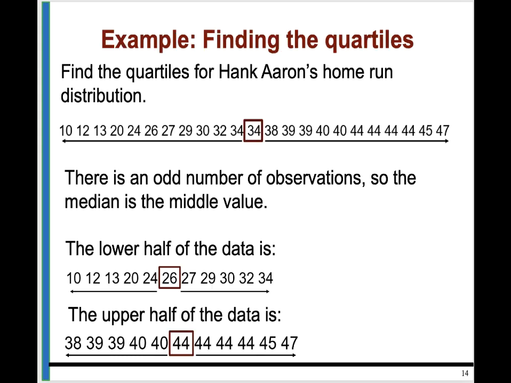So let's look again at Hank Aaron. So 34 was the median, and so that 34 is not going to be included in our list. We're going to look to the left and look at those values from 10 to the first 34. We have 11 values there, and so the middle number will be the sixth observation, and so the first quartile is the value 26. The upper half of the data, we would see those 11 observations, and the first 44 would be the middle, and so that's our third quartile.